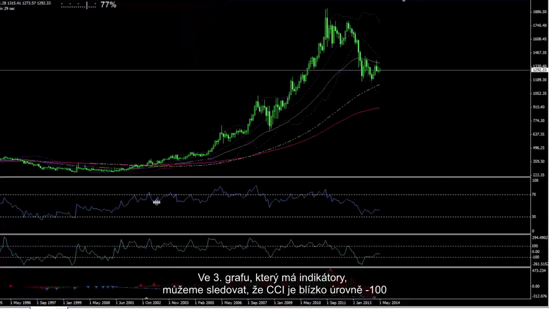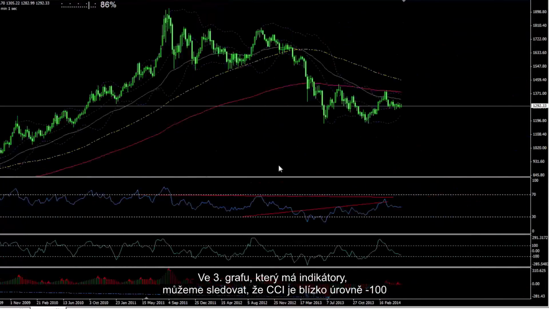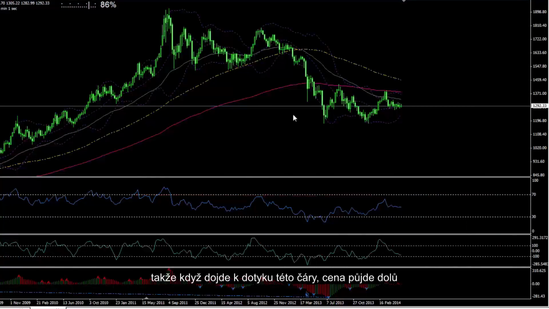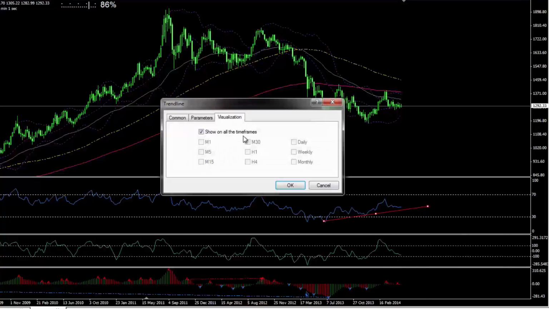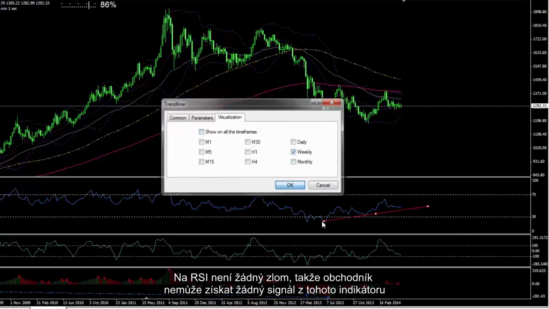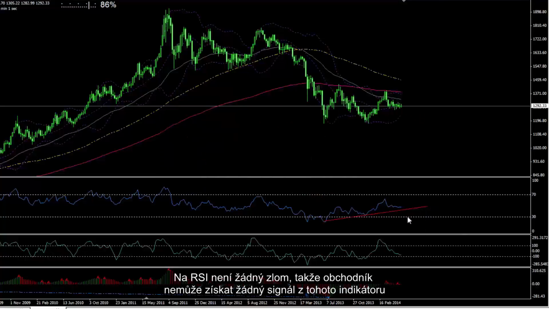On the third chart, which has indicators, it can be observed that CCI is close to the level -100. So, if this line is touched, the market price would decline. Trend line can be placed under valleys of the last trend in RSI. There is no break on RSI. Thus, a trader cannot derive any signal from this indicator. AO does not show any divergence or hidden divergence on the latest trends.